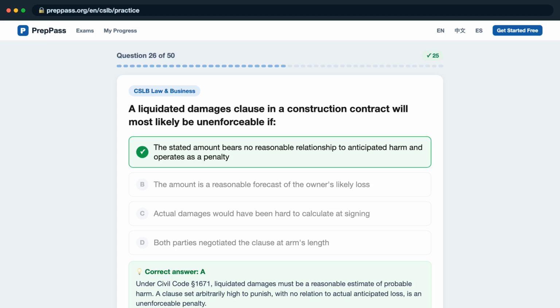Under Civil Code Section 1671, liquidated damages must be a reasonable estimate of probable harm. A clause set arbitrarily high to punish, with no relation to actual anticipated loss, is an unenforceable penalty.